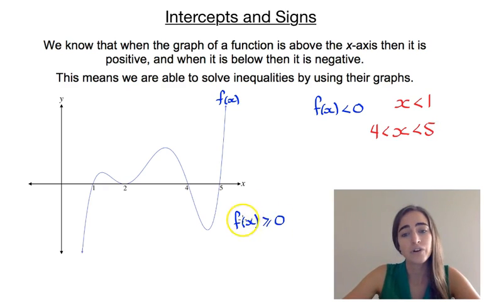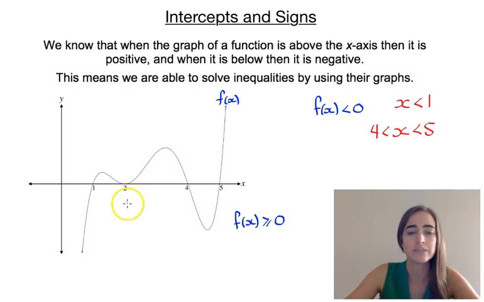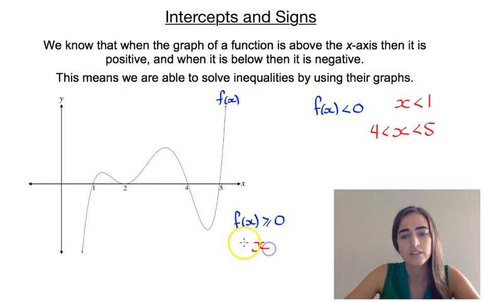Right. And then we want the function to be greater than or equal to 0. So that would be this whole section here and this bit as well. So again, there's going to be two inequalities that we need to write down. It's greater than or equal to 0 between 1 and 4. So x is greater than or equal to 1 and less than or equal to 4. And it's also positive when x is greater than or equal to 5.